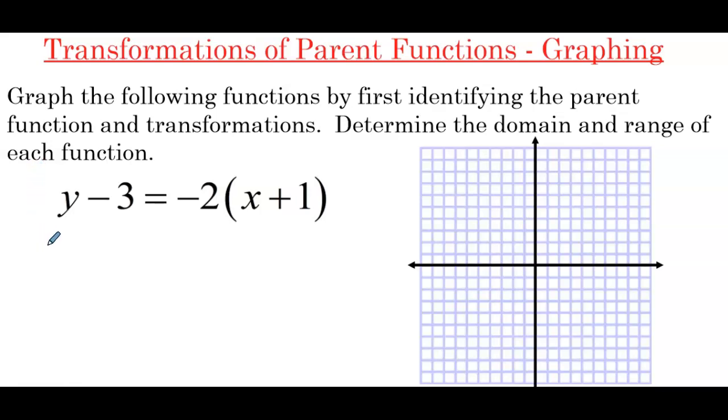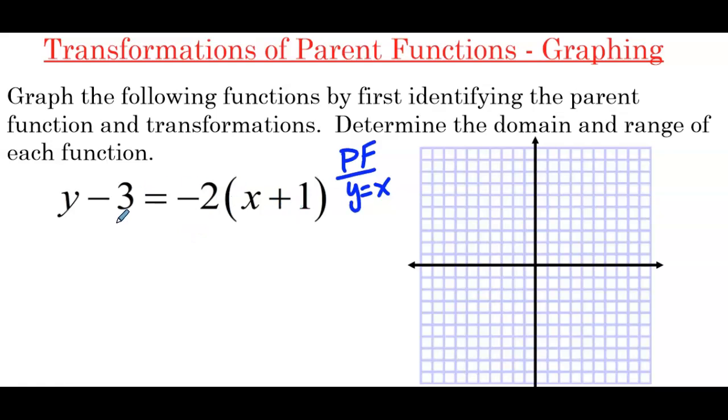So we're starting with y minus 3 equals negative 2 times the quantity x plus 1. So the parent function here is the linear function y equals x. We don't use this all too often as a parent function because we've graphed this line already. It's just point-slope form, where the slope is negative 2, and a point on the line is negative 1, 3.